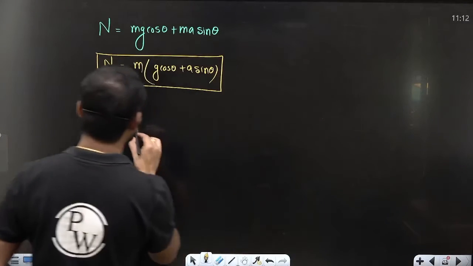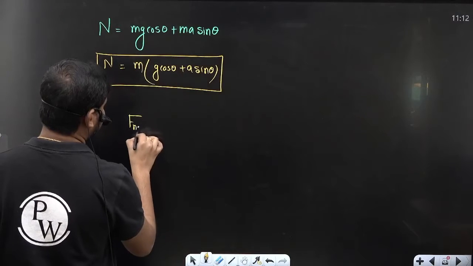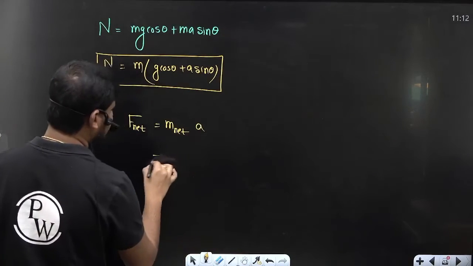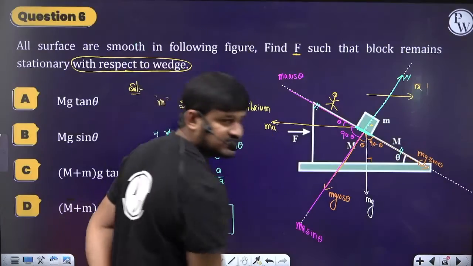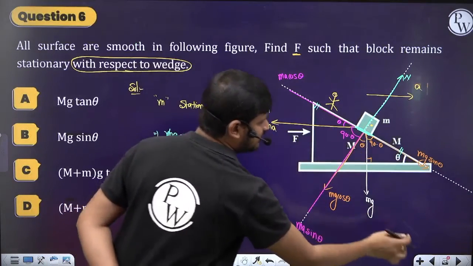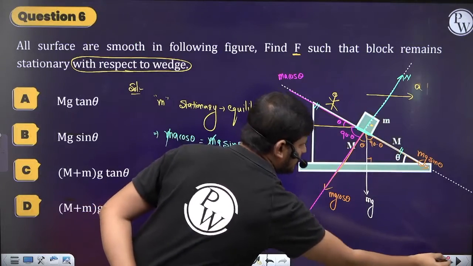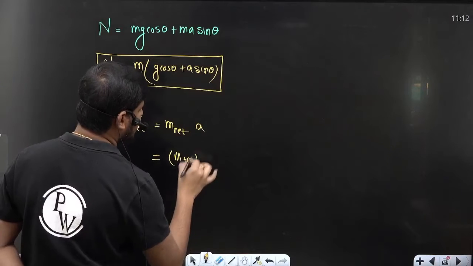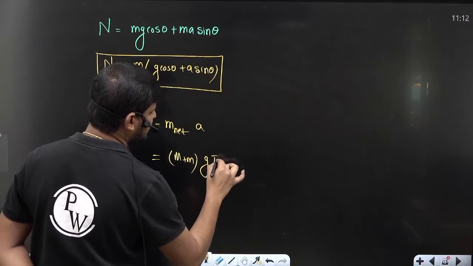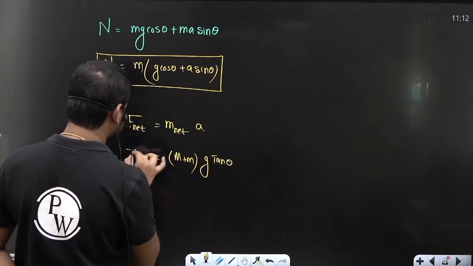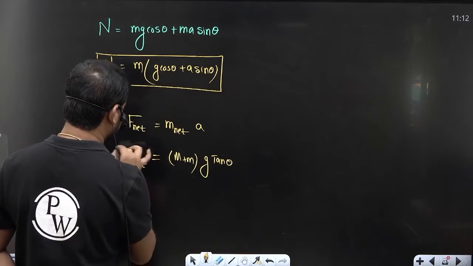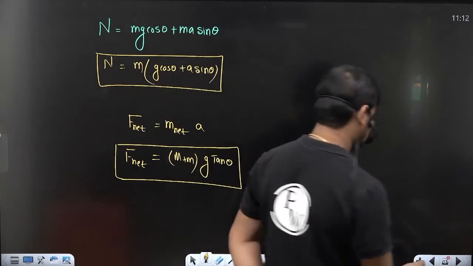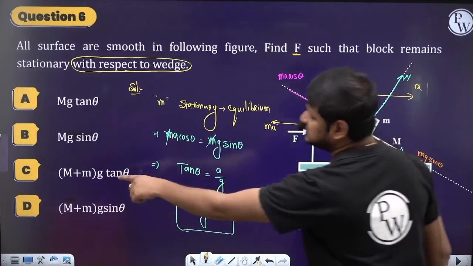So what is Newton's second law? We know that F net is equal to m net into the acceleration. What is the net mass? The net mass is capital M plus small m, the wedge plus the small m block. So the net mass is M plus m, right? What is the acceleration we got? Simply g tan theta. So this must be the net force acting on the body. The force F is equal to (M plus m) into g tan theta.